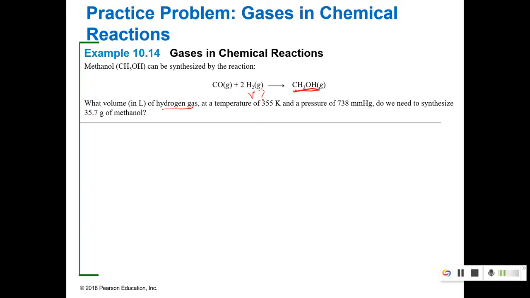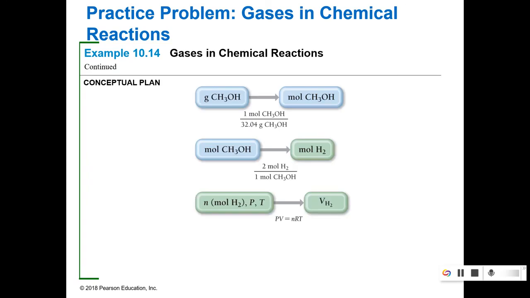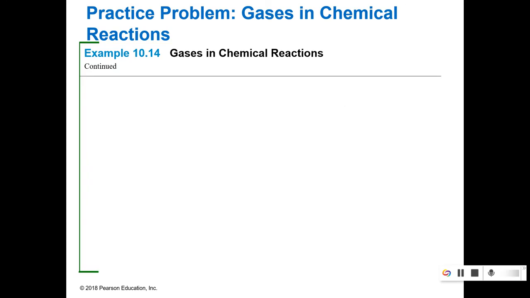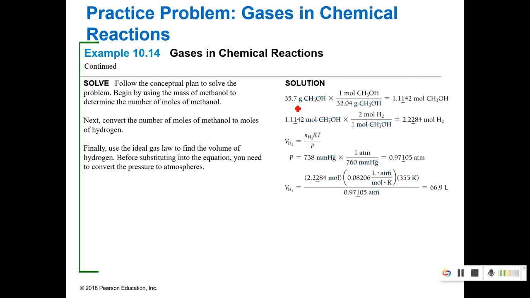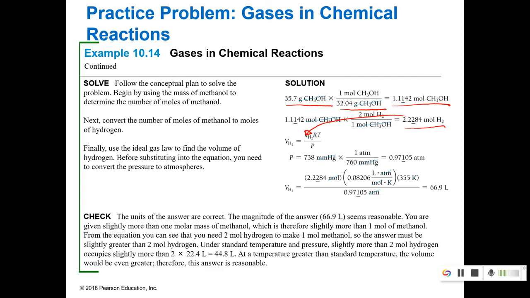What we need to do is, the temperature and pressure are of the hydrogen gas. The methanol, well, that's not what we're dealing with. So we're going to start with our 35.7 grams and convert that to moles. Then we use our mole ratio. Then this moles goes into our equation so we can solve the volume of hydrogen. You really have to pay attention to what it's specifically asking.